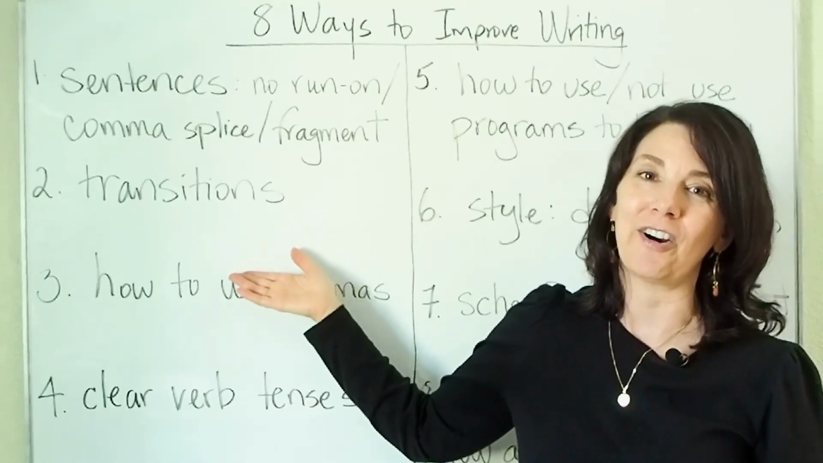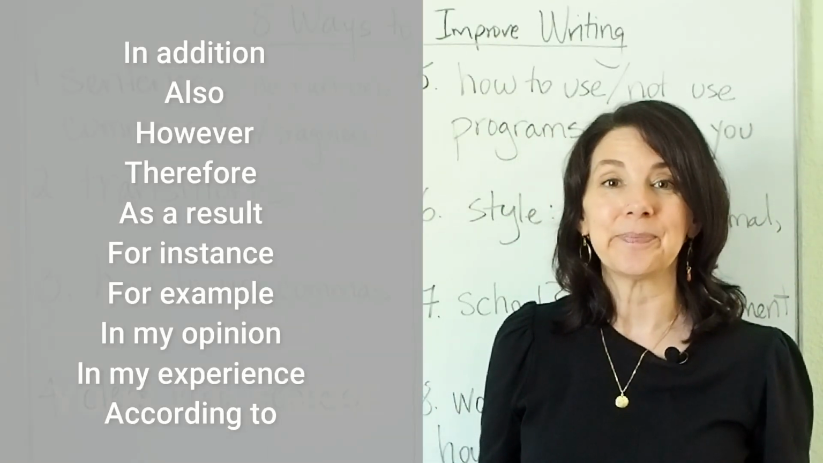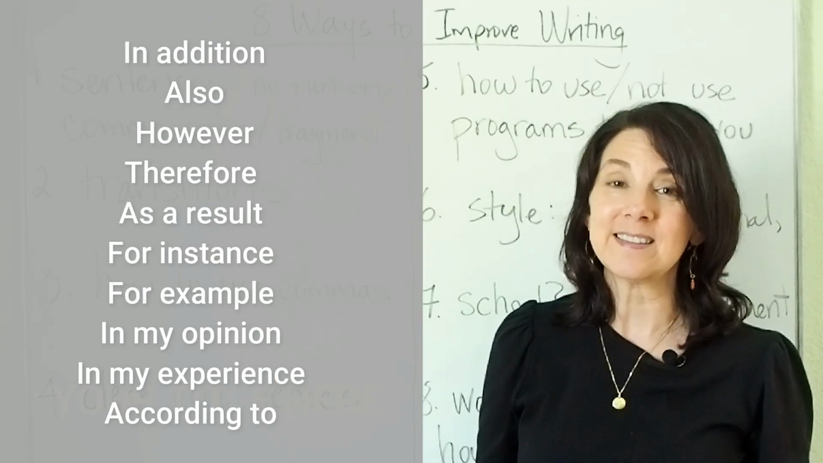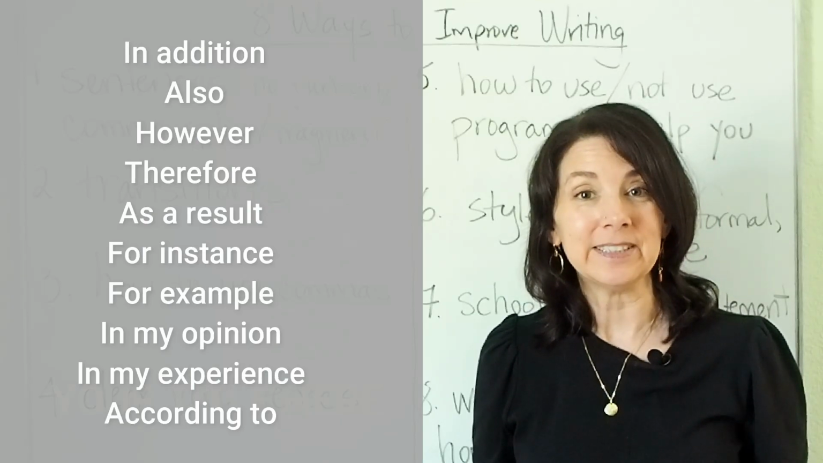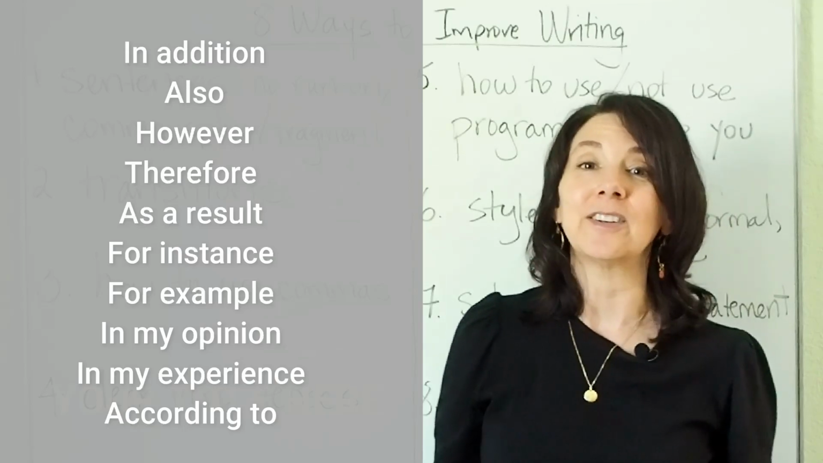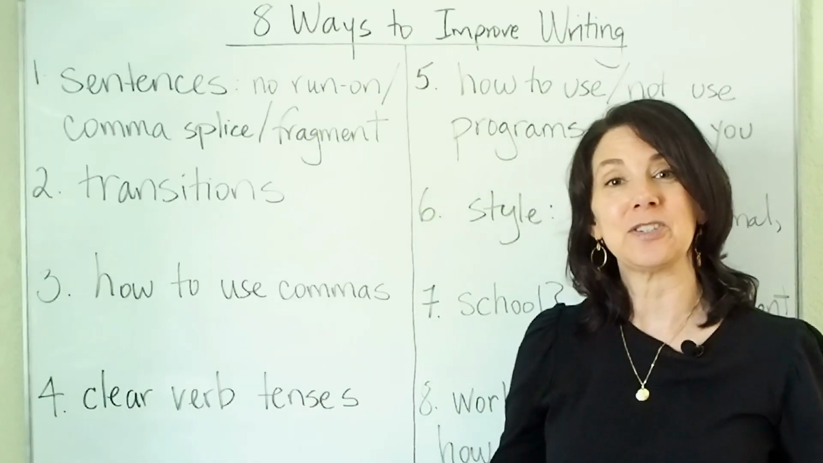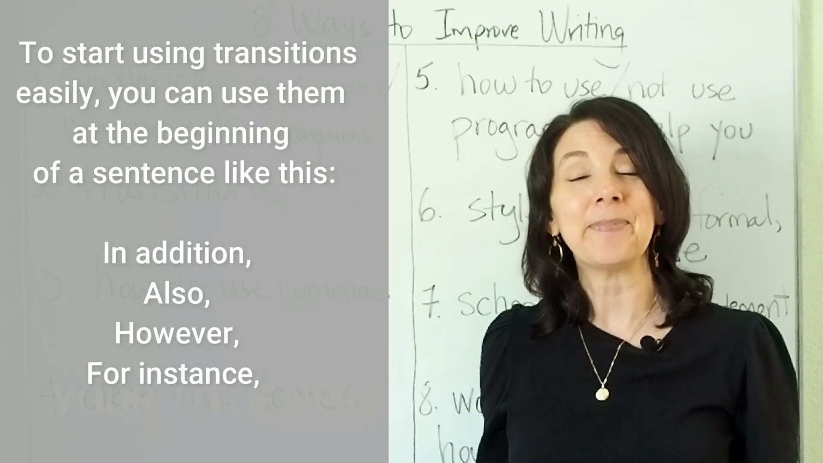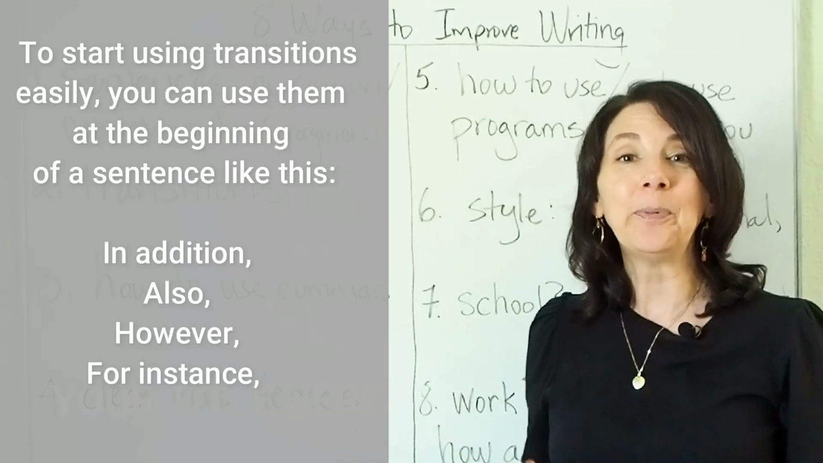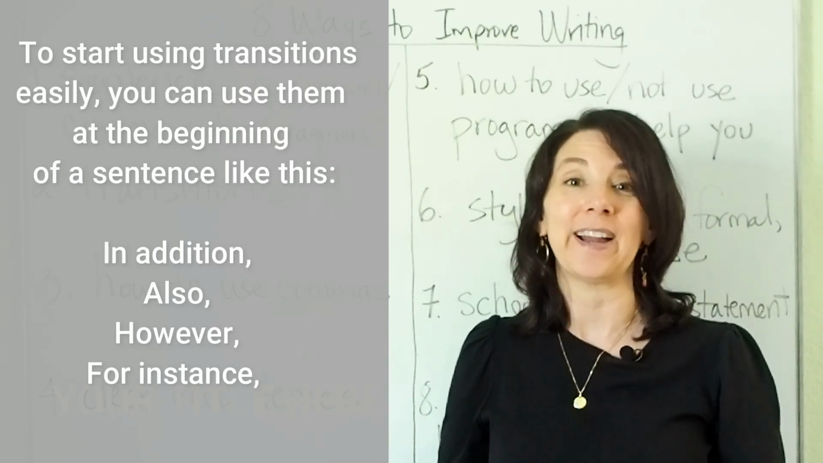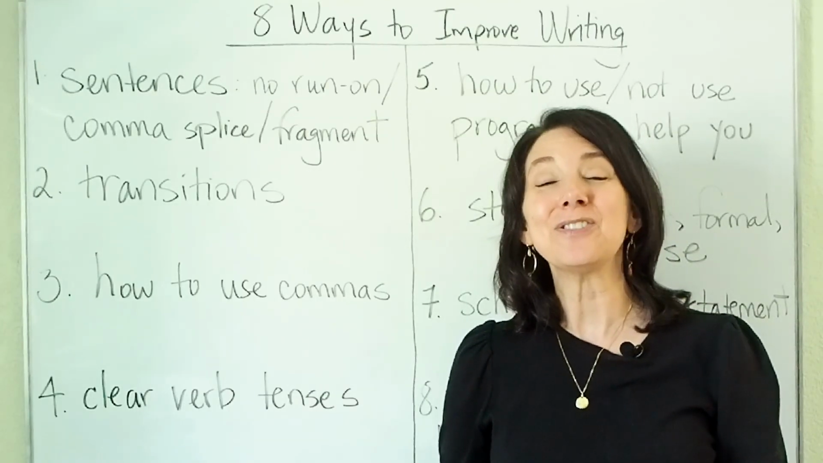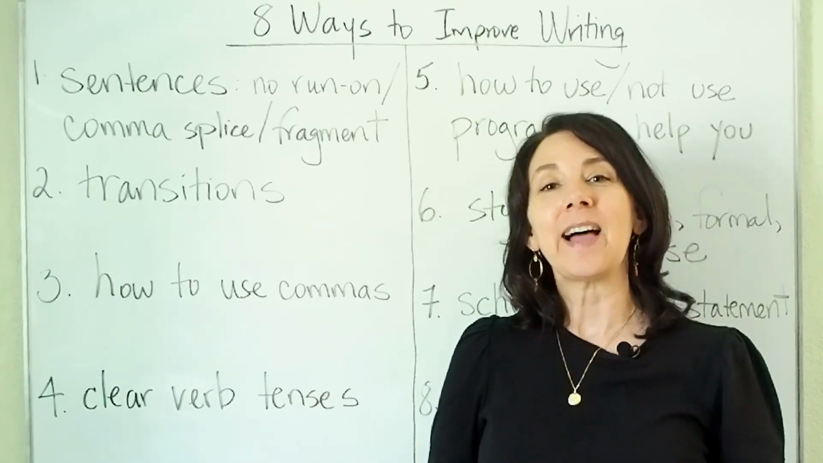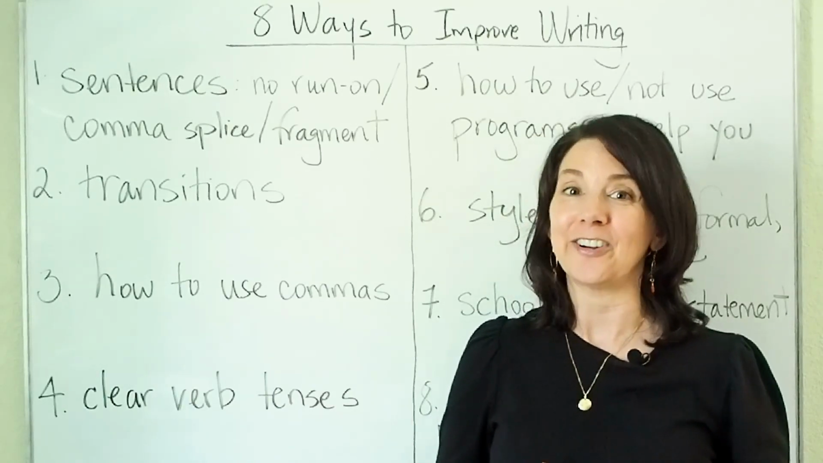Some common transitions are in addition, also, however, therefore, as a result, for instance, for example, in my opinion, in my experience, and according to. Most of those transitions can be used at the beginning of a sentence with a comma after, so it's super easy to start using them, and as I mentioned before, they help the reader to understand the connections between your ideas. In addition, transitions show a certain level of proficiency and fluency that allows your reader to feel that your English is at a higher level.